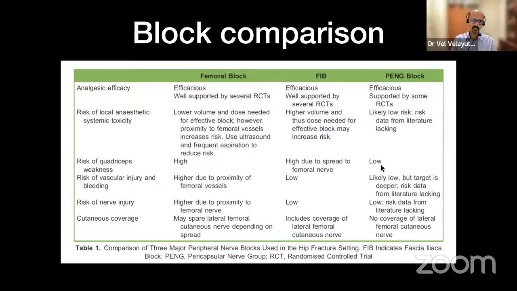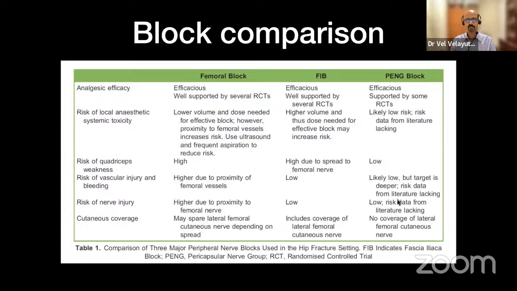The other common worries about nerve blocks are vascular injury, slightly higher in femoral nerve block because you have the femoral vessels, and nerve injury, pretty much higher in femoral nerve block. Cutaneous coverage is more or less the same for the femoral and fascia iliaca. With Peng, there is no cutaneous coverage because, like I said, you're only blocking the articular branches.